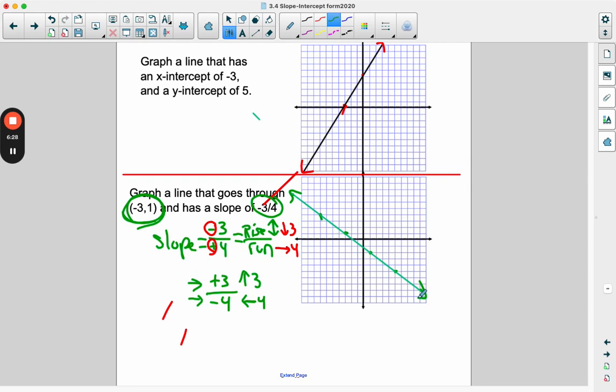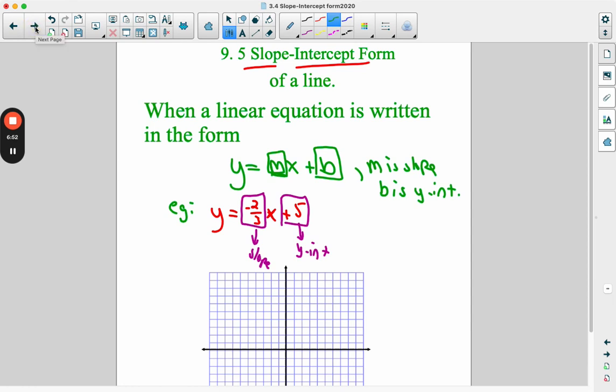So if you know a point on a line and you know the slope, you can quickly create that line by just starting at the given point and just counting off your slope as a rise over run. Down 3, right 4, or up 3, left 4. And that's going to be really important for what we're going to talk about today, which is slope intercept form of a line. And I know most of you have probably seen this in pre-algebra, and we're going to use this quite a bit going forward.